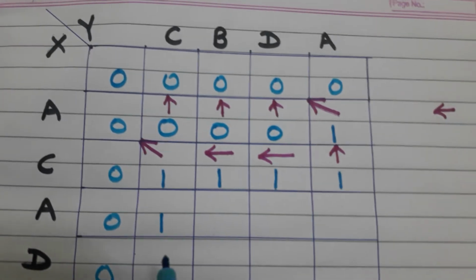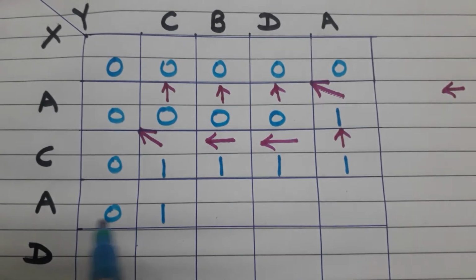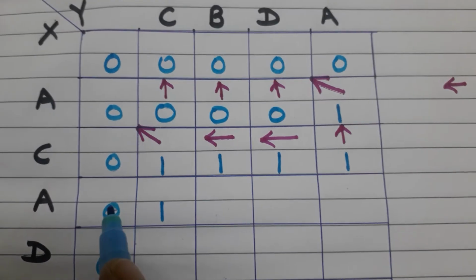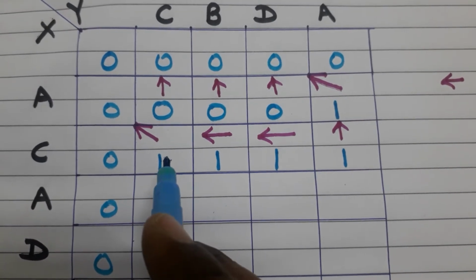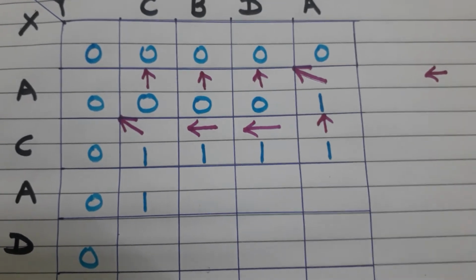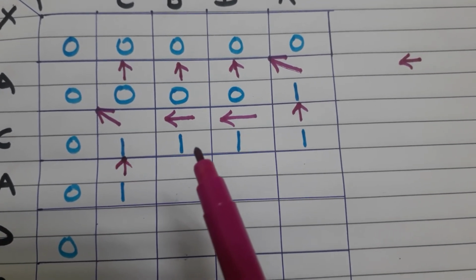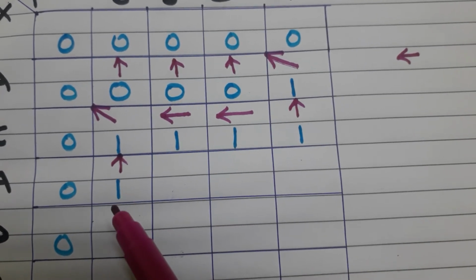Now to fill this cell we have A and here we have C. So A, C both are different. So we will take the maximum value from this 1 or 0. So the maximum value is 1. So we take this 1 from the previous row. So therefore the arrow is given.